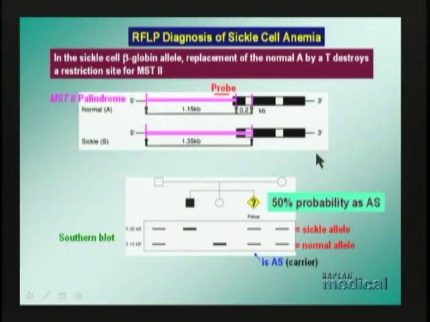So the pedigree says this person has a 50% probability of being AS, but the power of the RFLP says this person is. You can change the verb from could be heterozygous to is heterozygous for sickle cell. The power of the RFLP analysis.